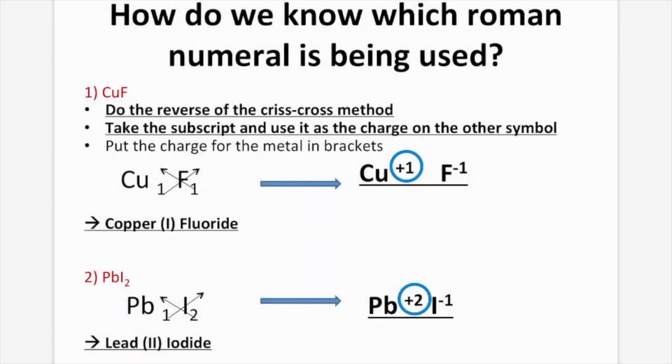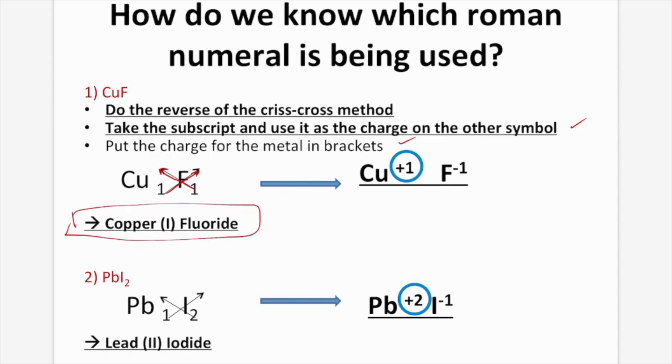How do we know which Roman numeral is going to be used? Well, we just went over this. So for number 1, CuF, we're going to do the reverse of the crisscross method, take the subscript and use it as a charge on the other symbol, and then put the metal charge in brackets. So Cu1F1, which is what CuF is, we bring the 1 from beside the copper and put it up by the F. We're going to take the 1 beside the F and put it up here by the copper, and we're going to get Cu +1, F -1. So we know that there was a charge of +1 on copper, so it becomes copper 1 fluoride.